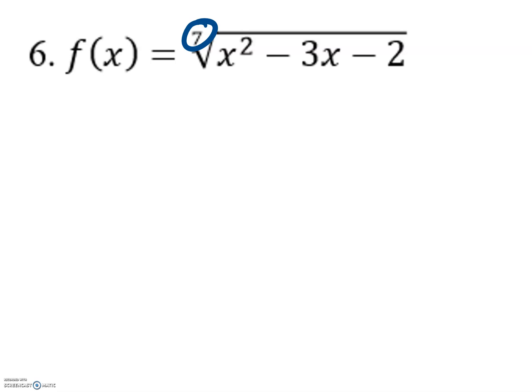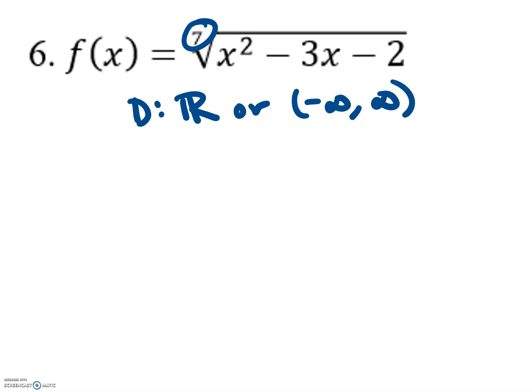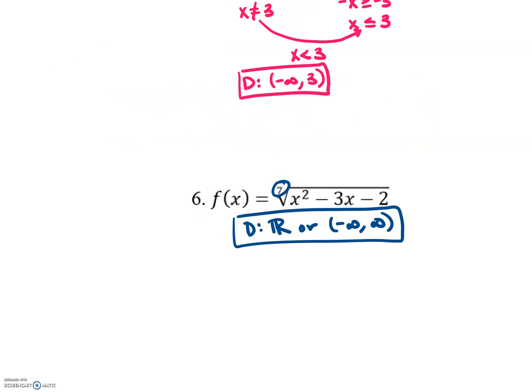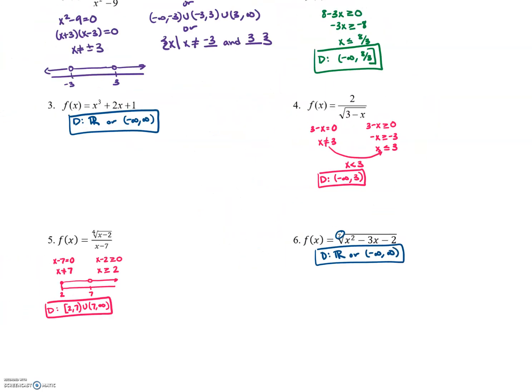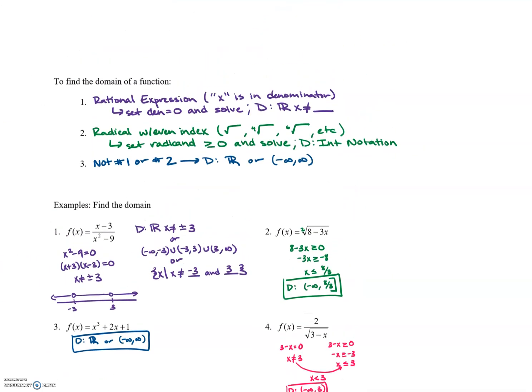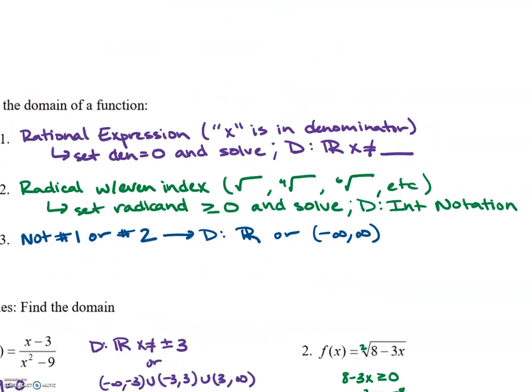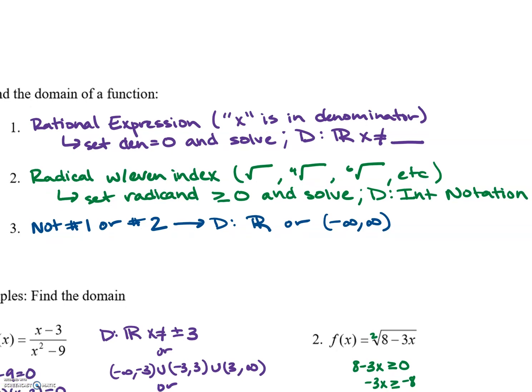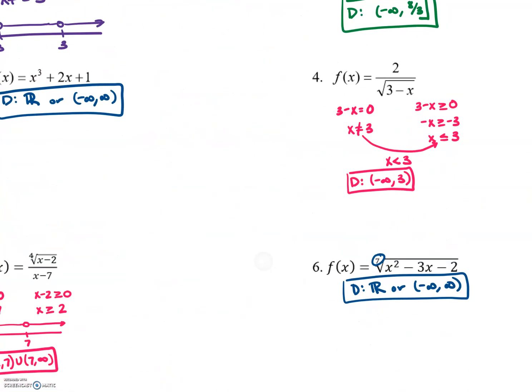So what does case number 3 say? Case number 3 says you don't have to do anything. Your domain is simply all real numbers, which is the same thing as saying -infinity to +infinity. So, notice, every single problem is going to fit into one of these 3 cases. Some are going to require more work than others.